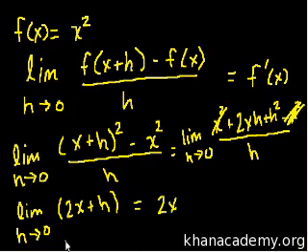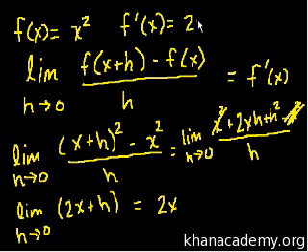So there we have it. The limit as h approaches 0 is equal to 2x. So now we know that, and this is equal to f prime of x. So the derivative of f of x, which is denoted by f prime of x, is equal to 2x. Well, what does this tell us? What have we done for ourselves?